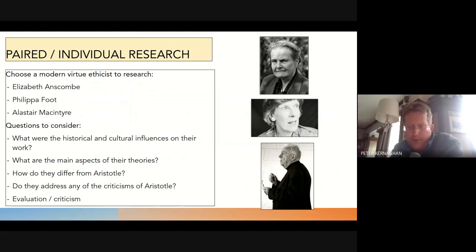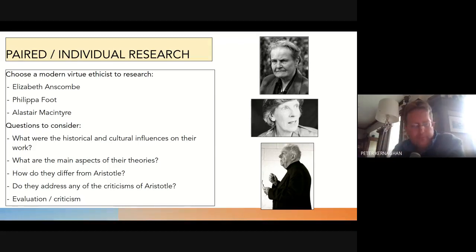Now, you notice I've included three people, not two. In the middle, we have Philippa Foot. She's the named scholar. And at the bottom, we have Alistair MacIntyre. But you can't really talk about modern virtue ethics without mentioning Elizabeth Anscombe, a very important female philosopher in the 1950s, who really revived virtue ethics on her own, before anyone else. So let's go through these.